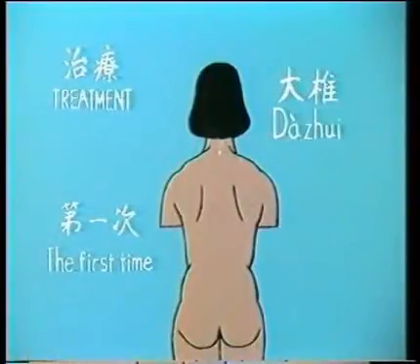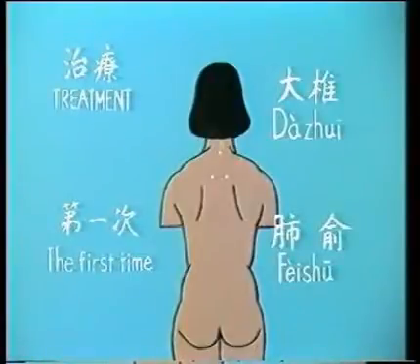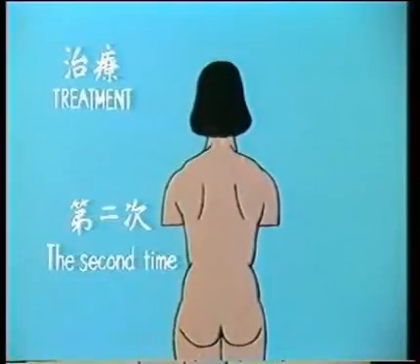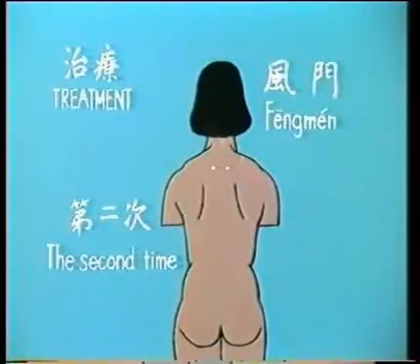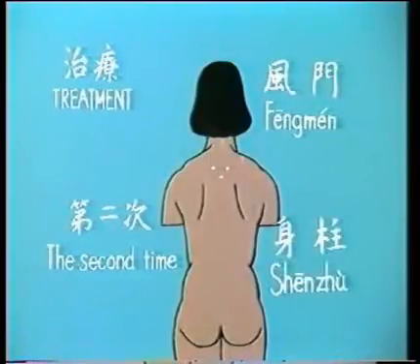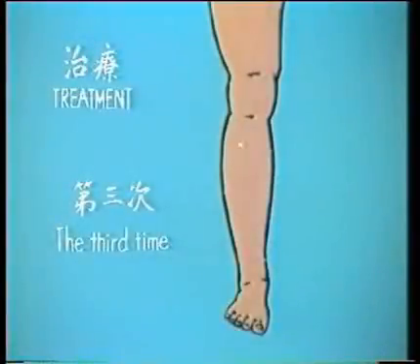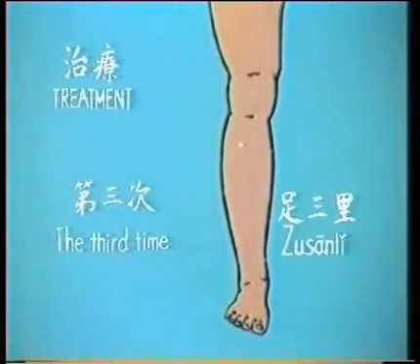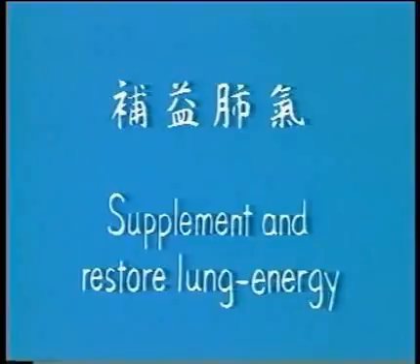Dazhui, Du 14, and Feishu, Bladder 13. These points are used for the first treatment. For the second treatment, puncture Fengmen, Bladder 12, and Shenzhu, Du 12. For the third treatment, puncture Zusanli, Stomach 36. This treatment can invigorate the pulmonary qi.